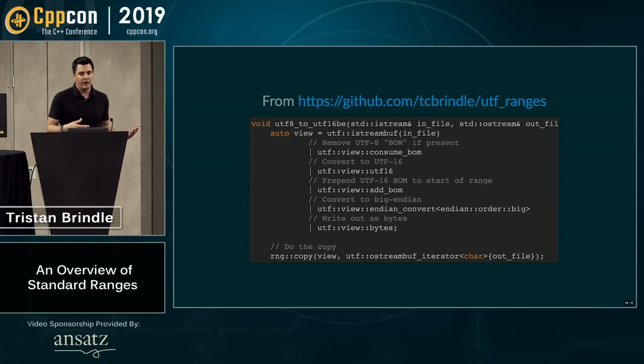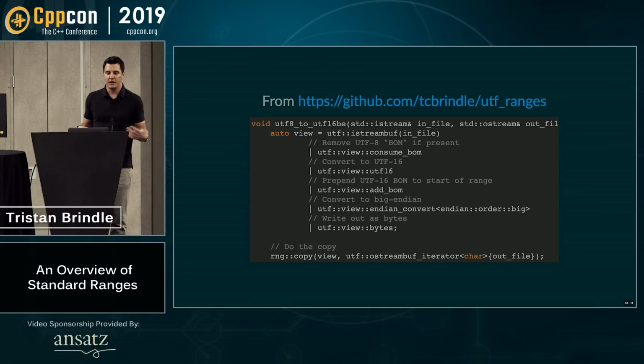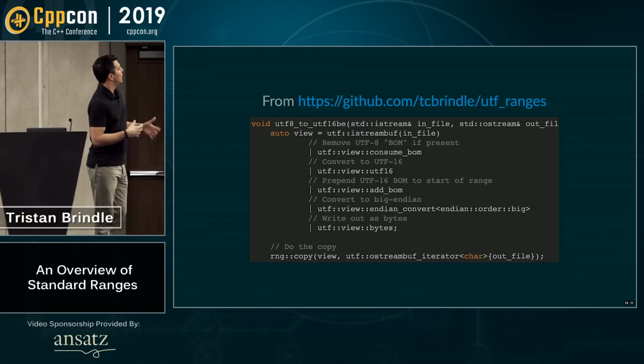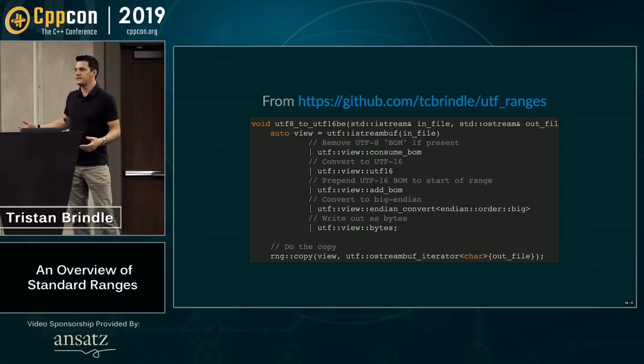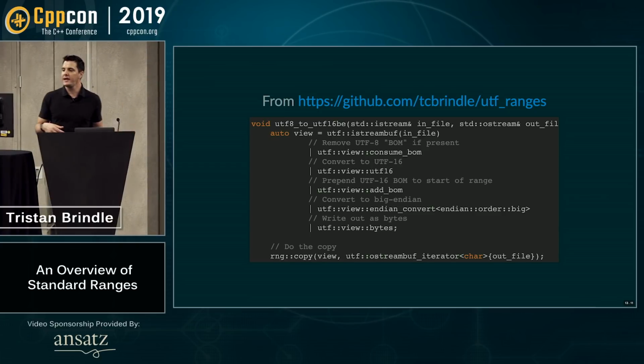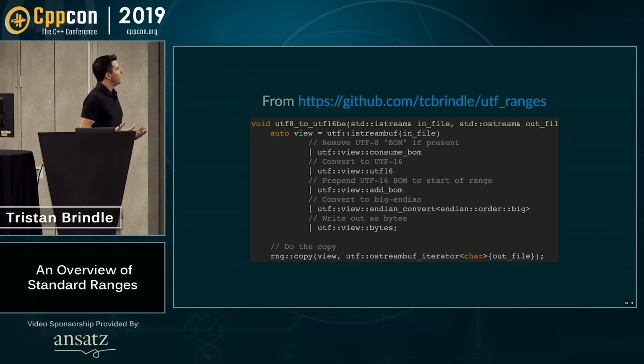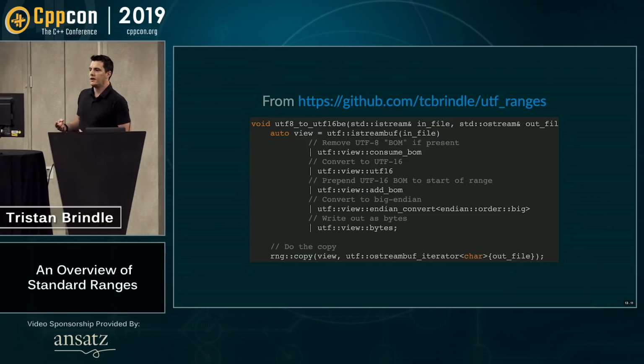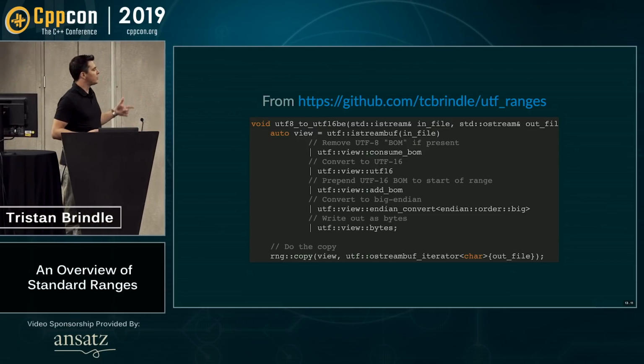So we read in a file, we consume the Unicode byte order mark, we convert internally to UTF-16, we prepend a byte order mark to the front, convert it to big endian, and then apply a view that makes it appear as if these are bytes. And then we can copy to an output file. So this copies from UTF-8 to big endian UTF-16 using this sequence of transformations.